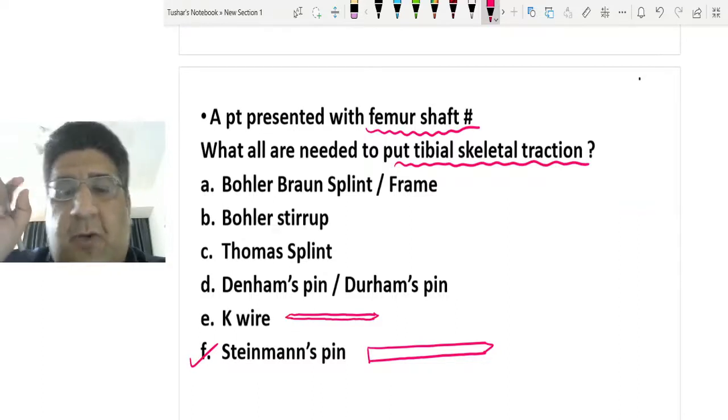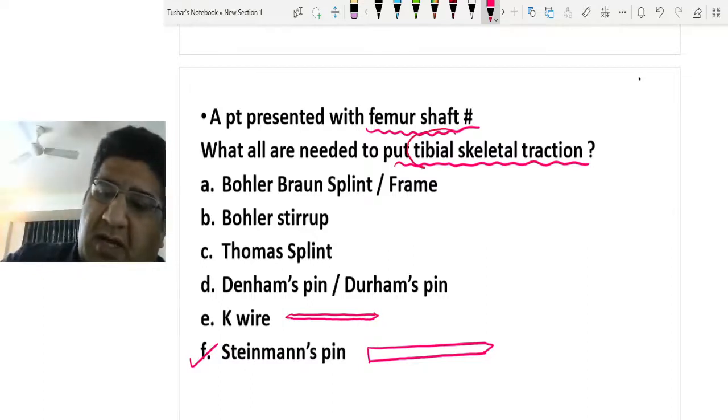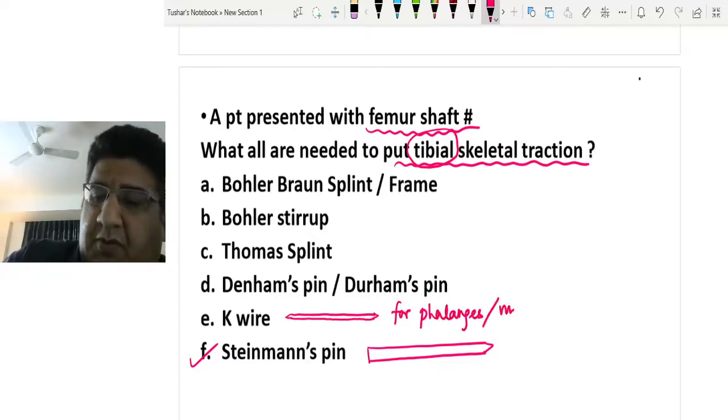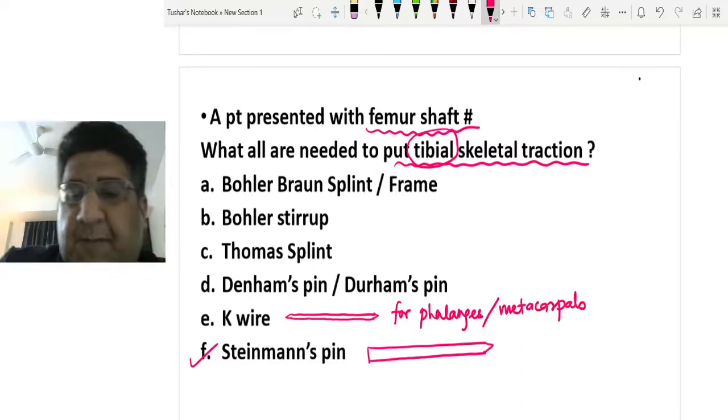K-wire. Where are you putting traction here? Tibia. Do you think K-wire is for tibia? No, it is only for short tubular bones. And when I say short tubular bones, that simply means phalanges and metacarpals. It has nothing to do with tibia.